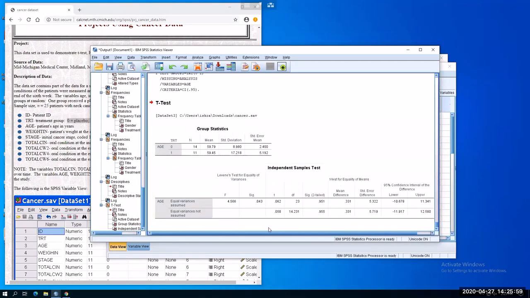This independent samples test tells us that mean age of placebo patients is 59.79. Mean age of treatment patients who actually received the treatment is 59.45. And we want to compare this through independent samples tests. Here we have our significance, 0.95, that's large. That means that there is no statistical difference in age of our placebo and treatment patients.